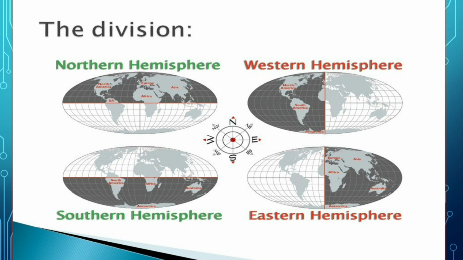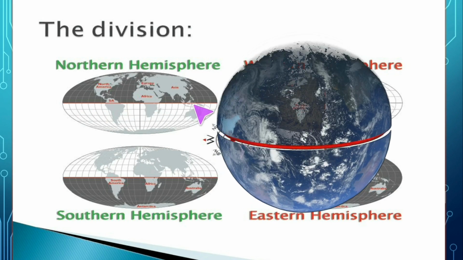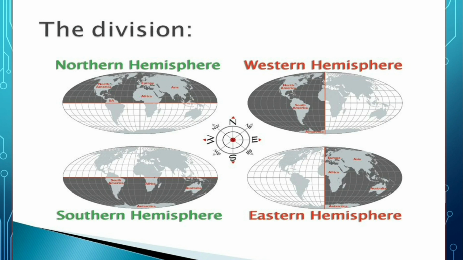Now let us have a clear idea about a hemisphere. Hemisphere means half of a sphere. Sphere means circle. A circle's half is known as hemisphere. Here the globe is divided in two ways, one horizontal and the other vertical. Horizontal division is based on latitudes. The globe is divided into two hemispheres: the top portion is the northern hemisphere, and the downside portion, the south, is known as the southern hemisphere.